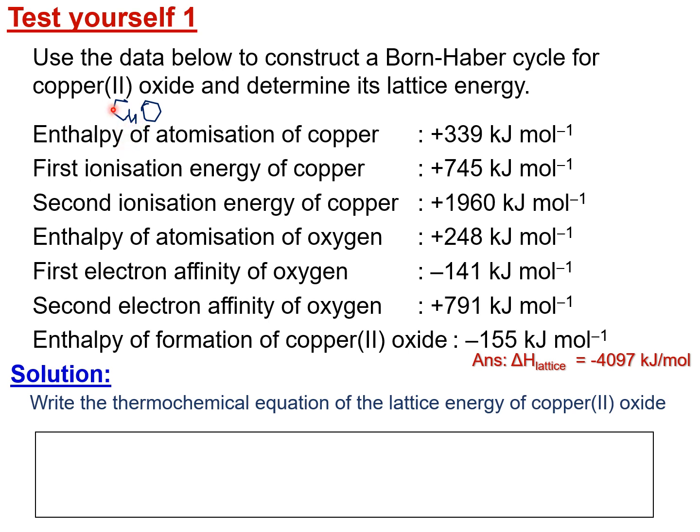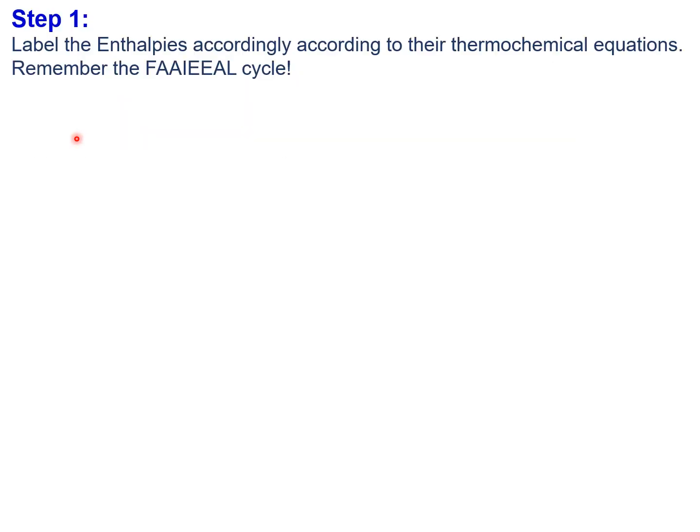Okay, and since that copper ni dia Cu2+, that means mesti dia ada 2 kali ionization energy because dia nak form Cu2+, and also oxygen mesti ada 2 kali electron affinity supaya dapat form O2-. And please lah follow Miss punya step by step so that you can get the right answer. Okay, by writing down dia punya thermochemical equation for the lattice energy of copper 2 oxide.